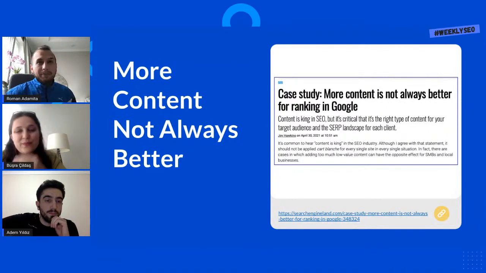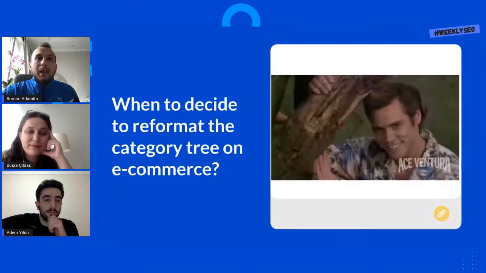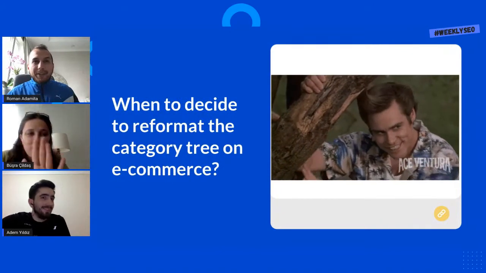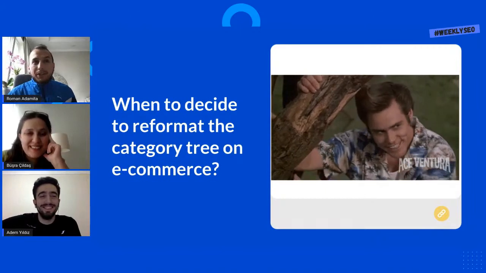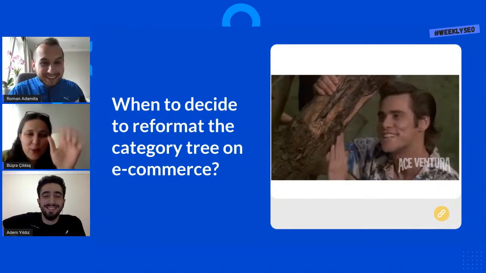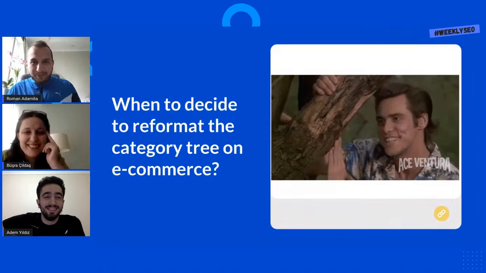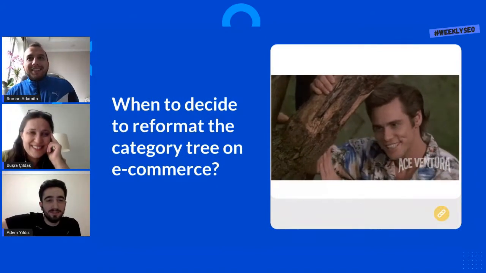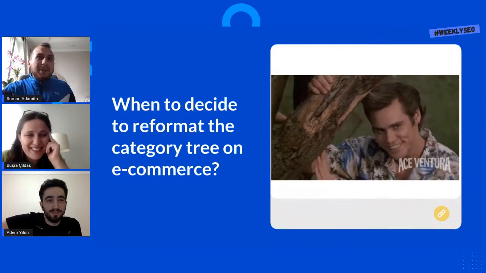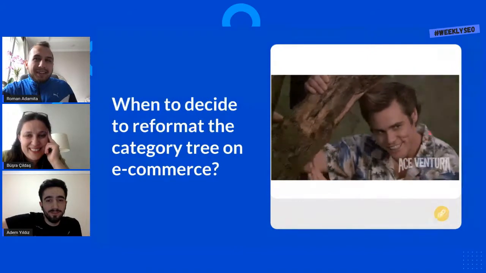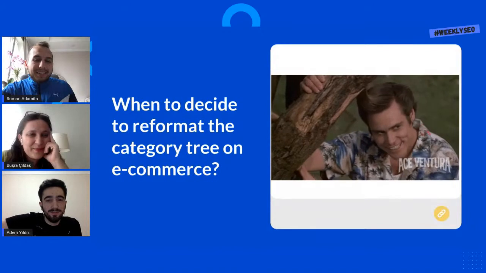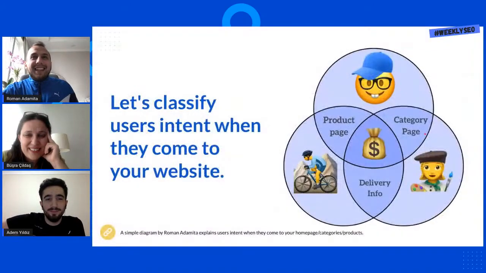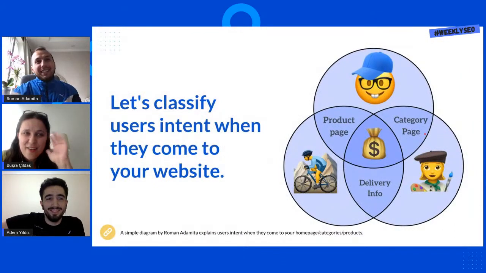Definitely, Vishwa. All right, so then let's get started with when to decide to reformat the category tree on e-commerce, right? It's a sneaky GIF or GIF. I don't know how to say that, but what's the name of this guy? Do you remember? Jim Carrey? Jim Carrey. Yeah, he's like sneaky around.